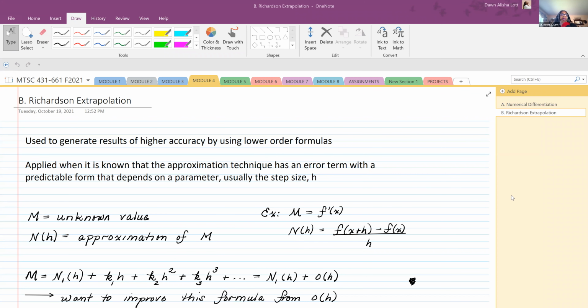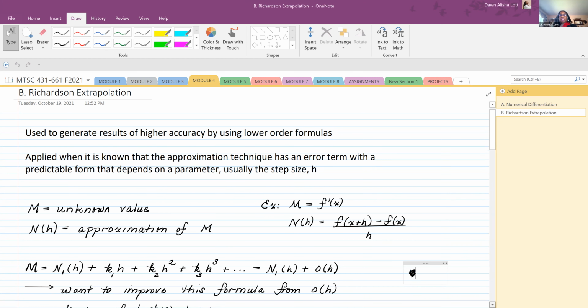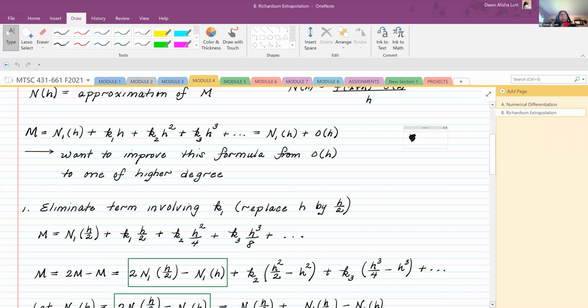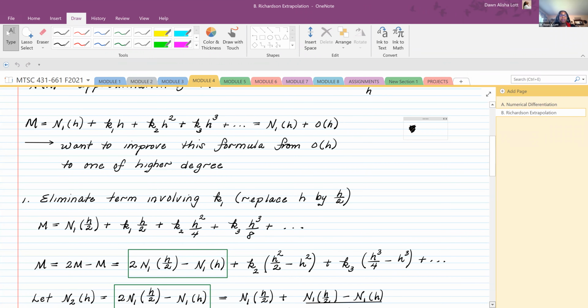So we were looking at Richardson extrapolation, and we were basically trying to figure out how to eliminate the various Ks, because the Ks are the coefficients of the H's. So as you eliminate each K, then you eliminate a power of H, which means you increase the order of the approximation and decrease the error of the approximation.